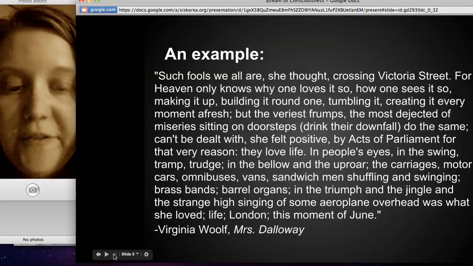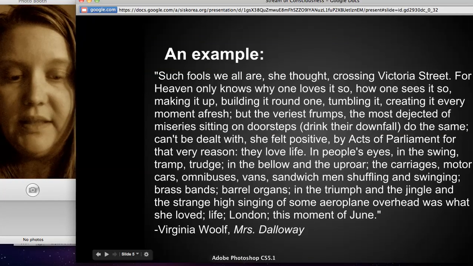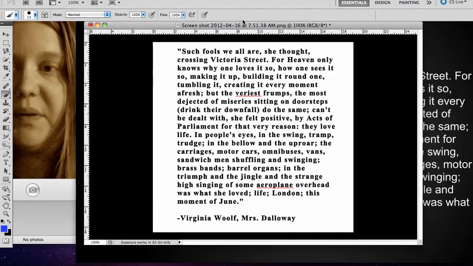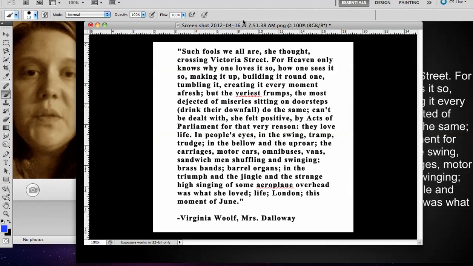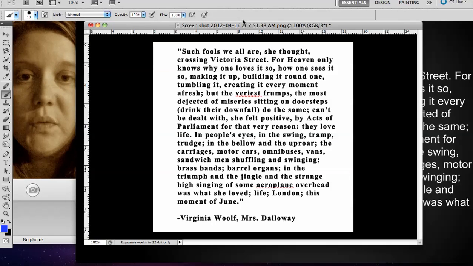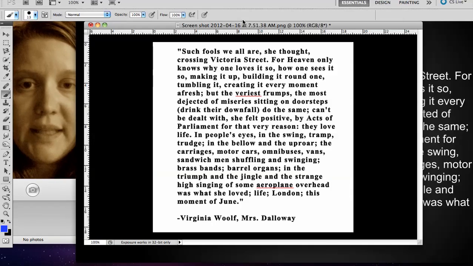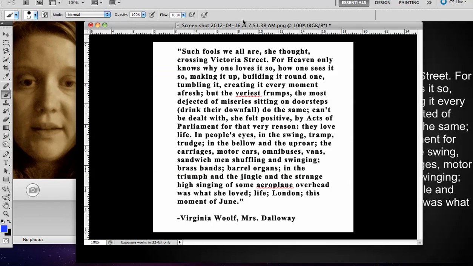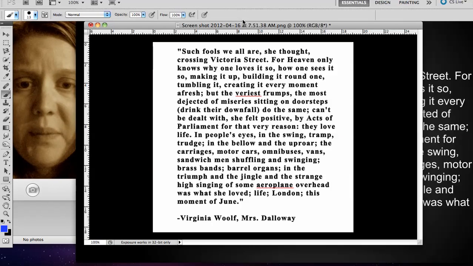So here is an example I have for you, and we're going to go over it. So let's look at my beautiful PowerPoint example here. So, such fools we all are, she thought, crossing Victoria Street, for heaven only knows why one loves it so. How one sees it, so making it up, building it round one, tumbling it, creating it every moment afresh. But the various frumps, the most dejected of miseries, sitting on doorsteps, drink their downfall, do the same. Can't be dealt with, she felt positive, by acts of Parliament.